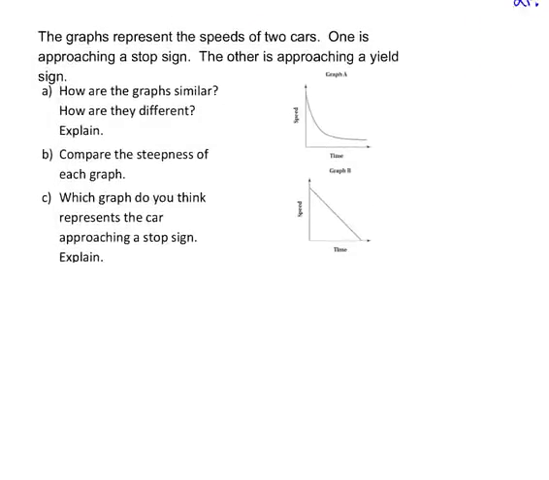The next part: the graphs represent the speed of two cars. One is approaching a stop sign. The other is approaching a yield sign. So we have graph A. Here's our speed. They both have speed. This one is a curved line, and this one is linear, which has that constant rate of change. I notice that they're both going down, so the speed is decreasing.